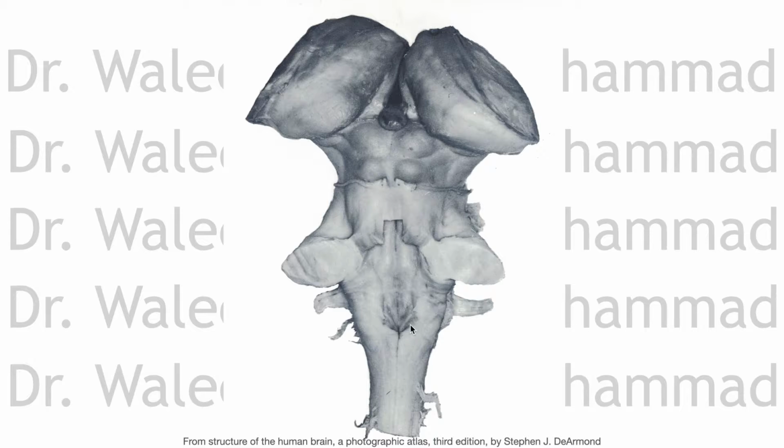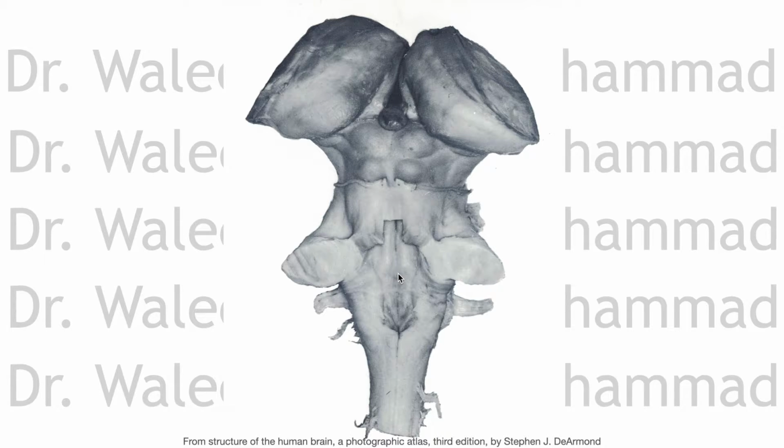This is the fourth ventricle. This belongs to the pons from here upwards. This is the facial colliculus, so this is the pons part, and this is the medullary part, and the inferior cerebellar peduncle is evident here.